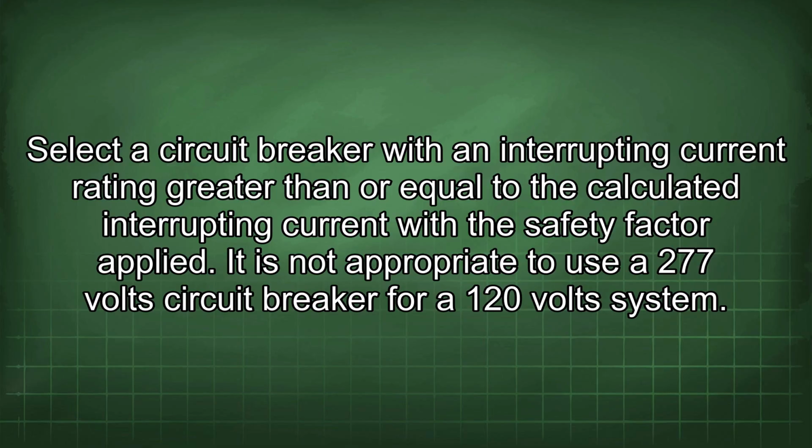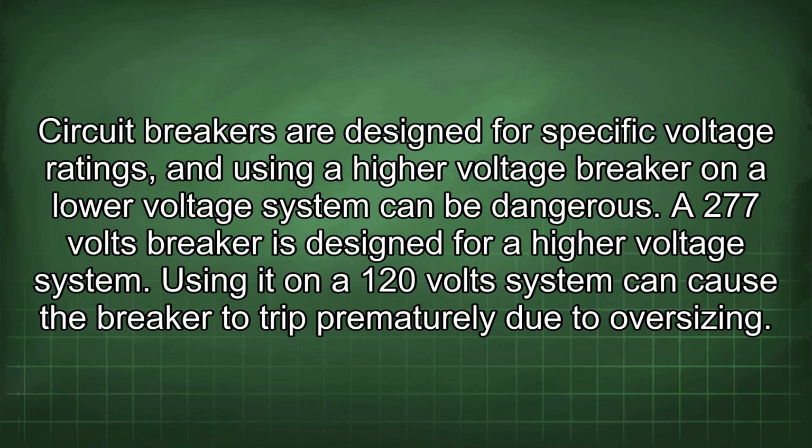safety factor applied. It is not appropriate to use a 277-volt circuit breaker for a 120-volt system. Circuit breakers are designed for specific voltage ratings, and using a higher voltage breaker on a low voltage system can be dangerous. A 277 breaker is designed for a higher voltage system. Using it on a 120-volt system can cause the breaker to trip prematurely due to oversizing.